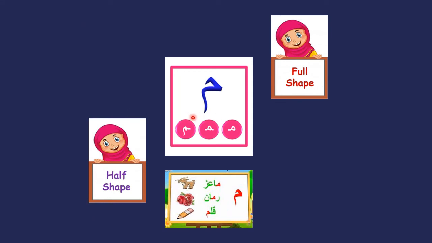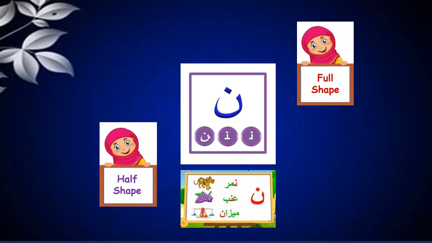Alphabet Meem. This is the full shape of Meem, and these are its half shapes. It looks like this at the start. This is the middle shape, and this is the final shape. This is the letter Noon. This is the full shape, and these are its half shapes. Noon also has three proper half shapes. This is the initial shape, this is the middle, and this is the final shape.